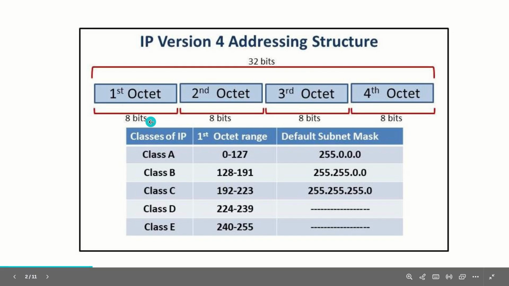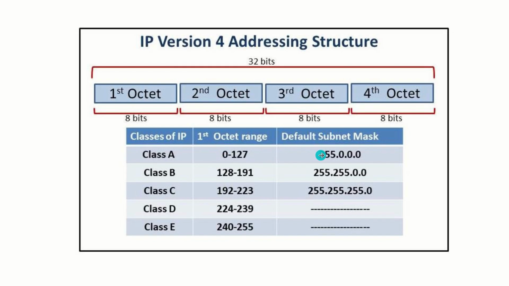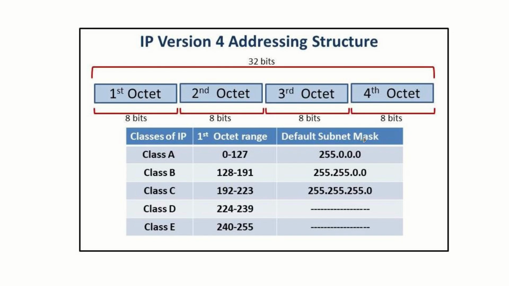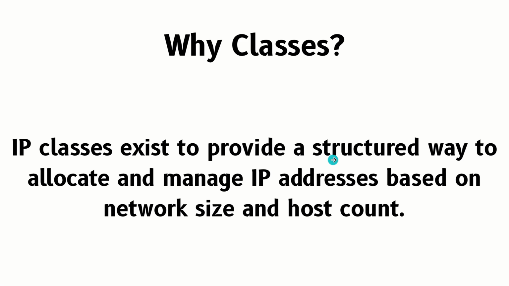And we have specified here the range. We'll talk about why the range is from 0 to 127 only. We'll discuss it in this video, just stick to it. Now we have a subnet mask. So what is a subnet mask? A subnet mask is used to differentiate the network and host portion. That's why it's called a subnet mask.